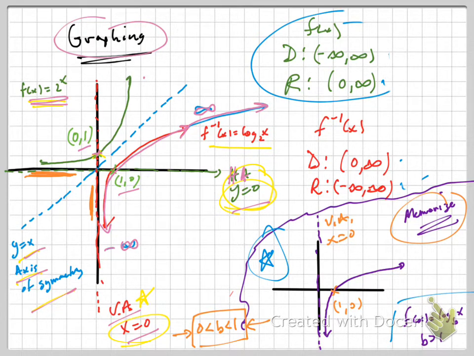So what I wanted to do here is talk about the domain and range of each part. For the exponential function, the domain is all real numbers, and the range is y is greater than 0. And then for the inverse, you're going to have x is greater than or equal to 0, and your range is going to be all reals.